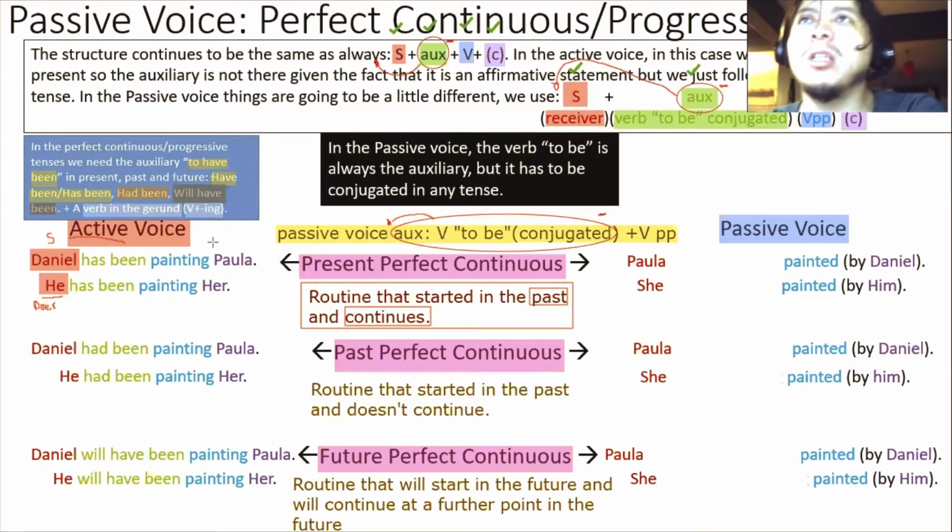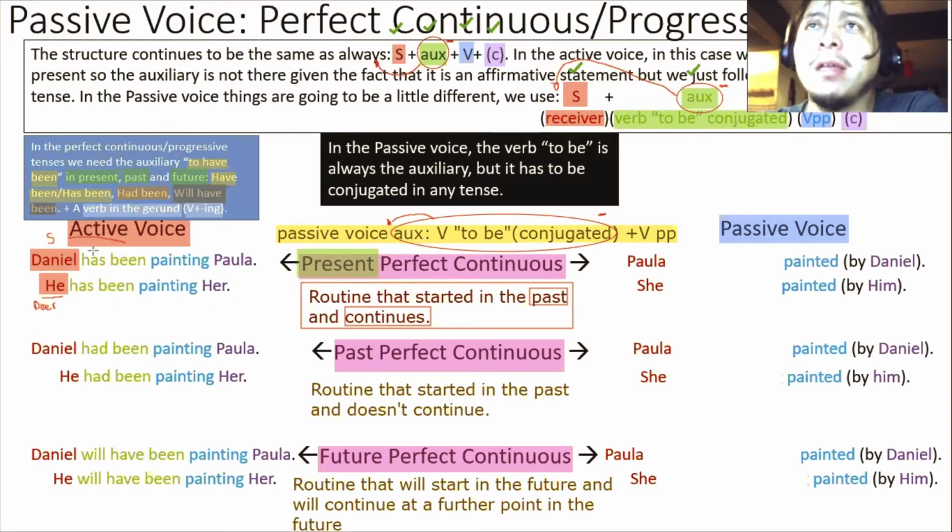What is the auxiliary for the present perfect continuous? Well, in the perfect continuous or perfect progressive tenses, we need the auxiliary have been, or to have been. This has to be in the present, in the past, and in the future. In the case of the present perfect, well, it is called the present perfect, so we need the auxiliary to be in the present.